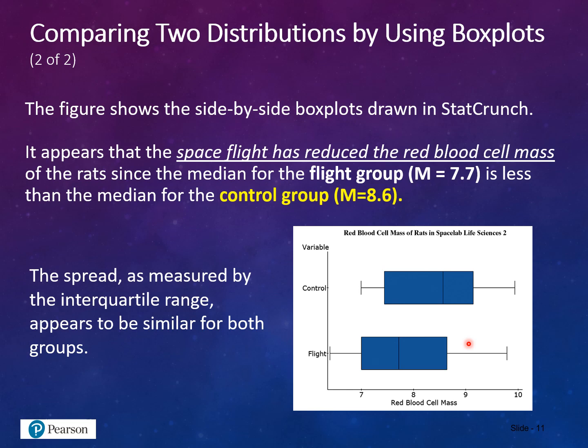The spread as measured by the interquartile range appears to be similar, and that's the length of the box from quartile 1 to quartile 3. They do seem to be about 1.5 units, the same there. Okay, so this ends our discussion of Chapter 3.